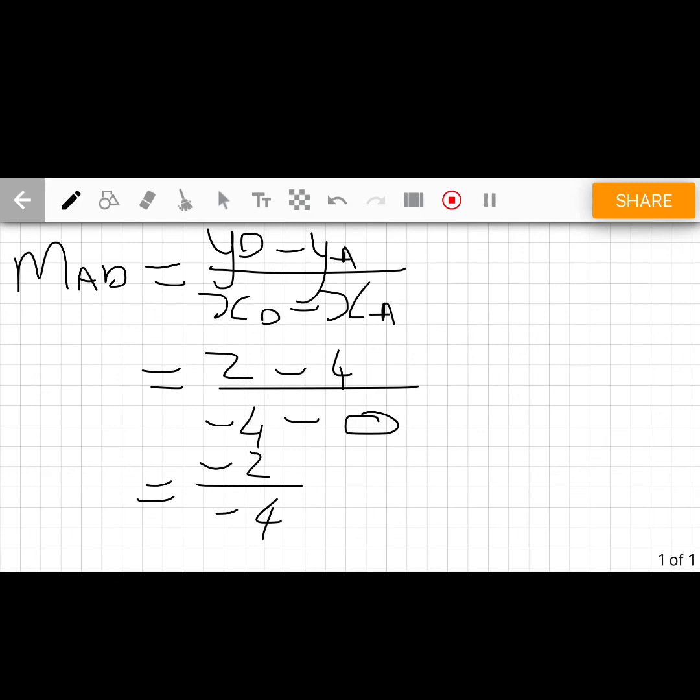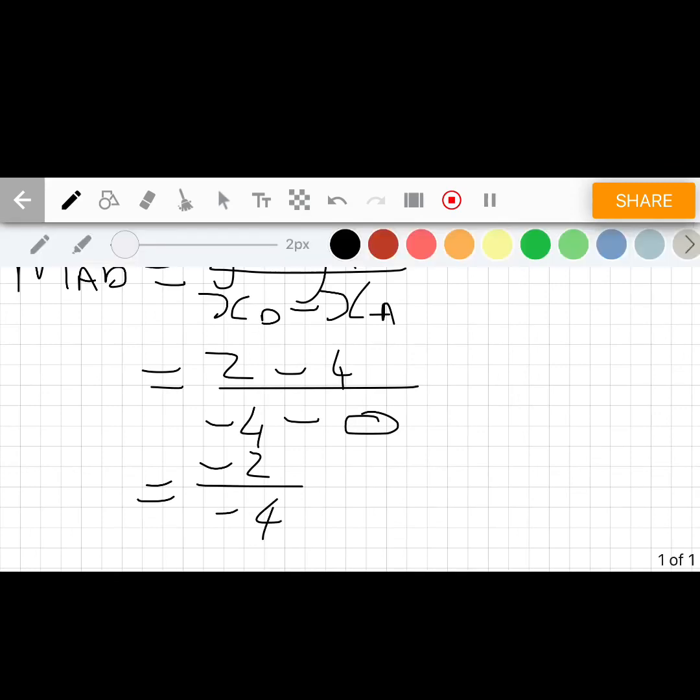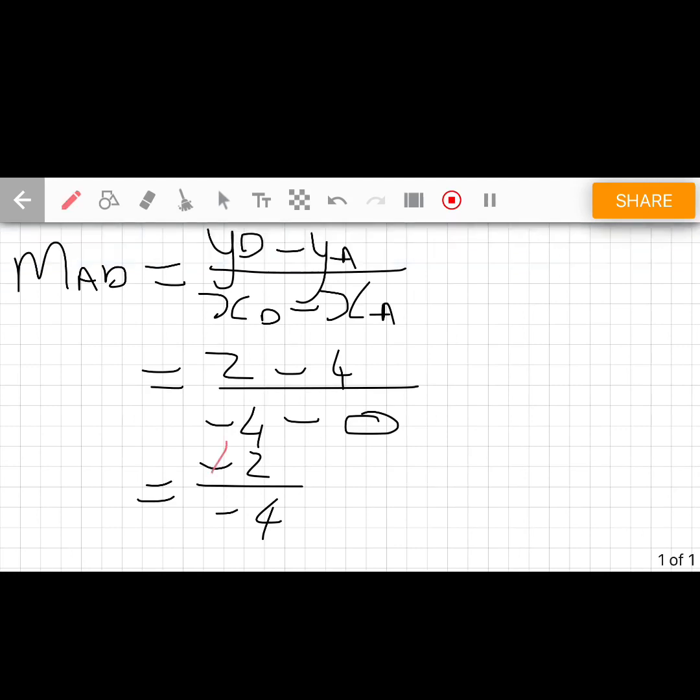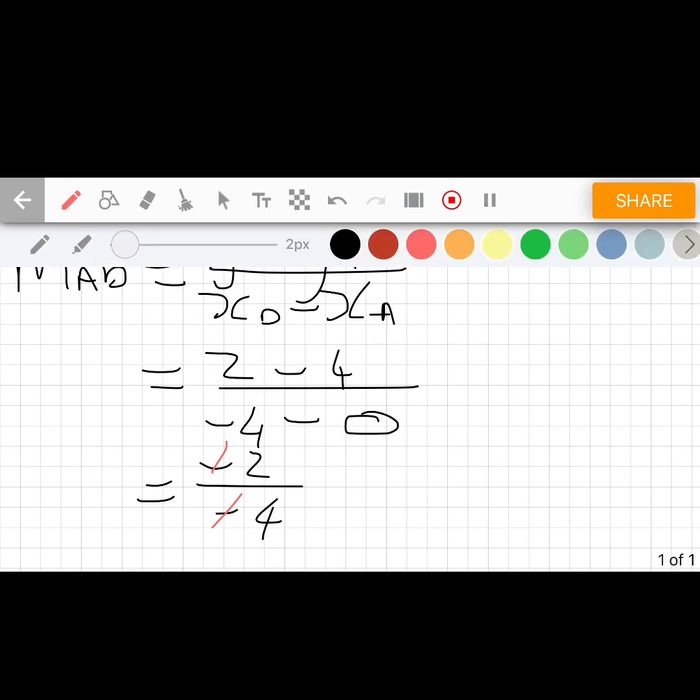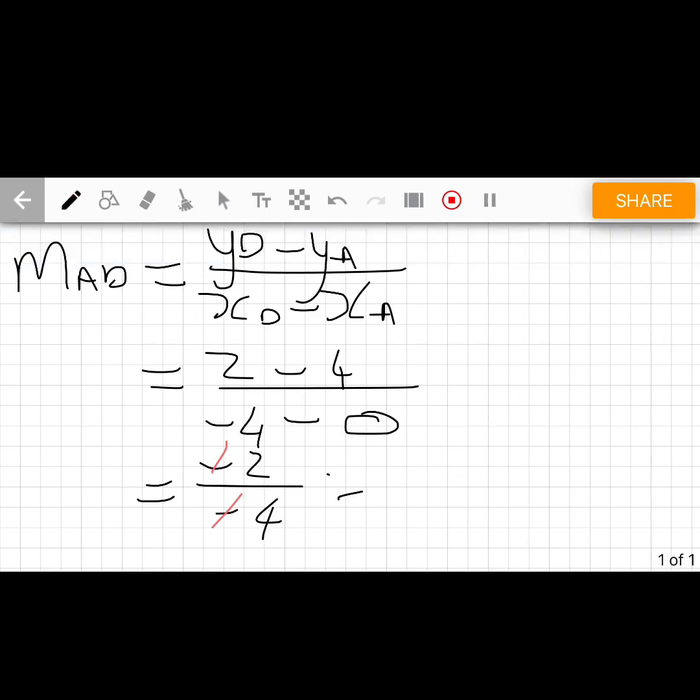The negatives then cancel, so let's use a different color pen to cancel. This becomes positive. 2 divided by 4, you can leave it as 2 divided by 4, or you can write the simplified version, which is 1 over 2. And that's the gradient of AD.